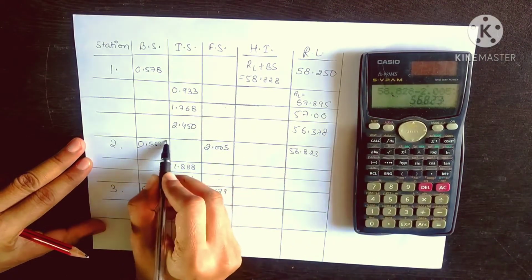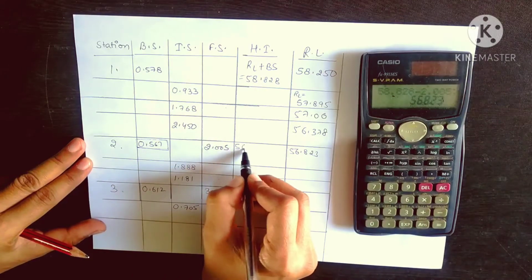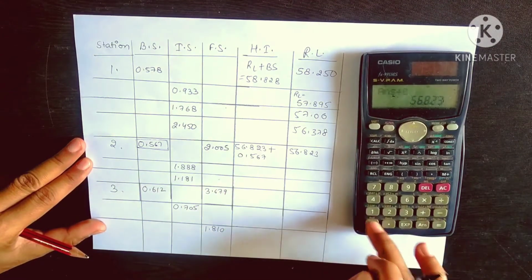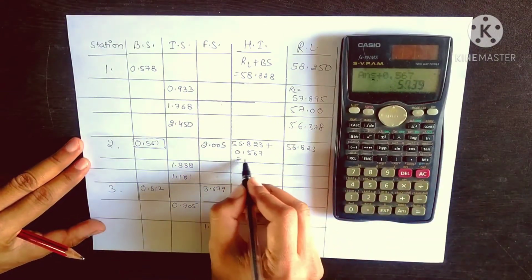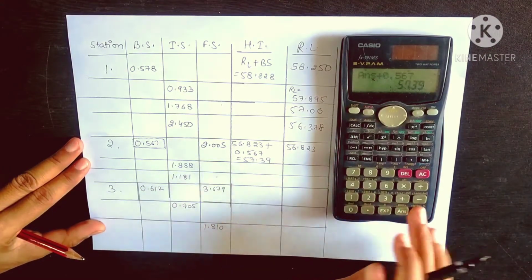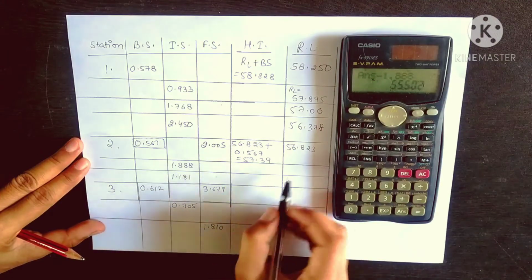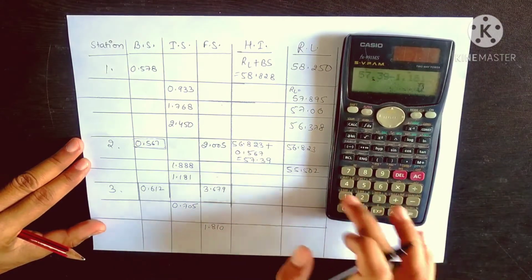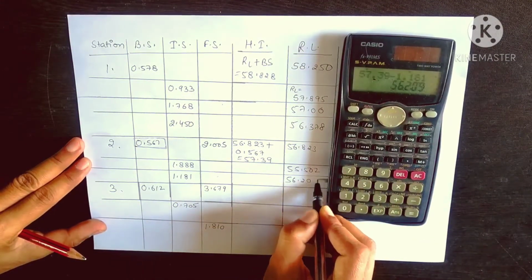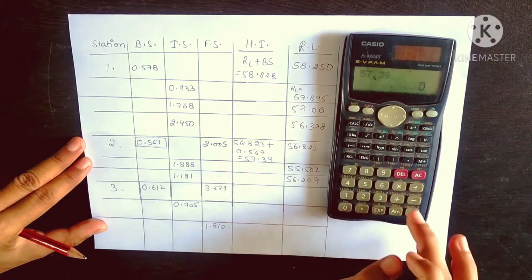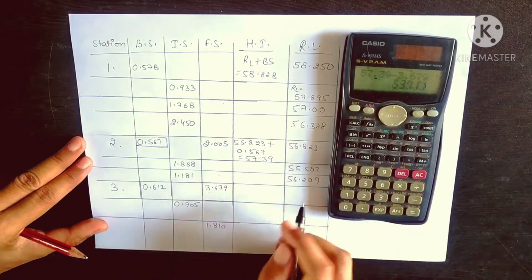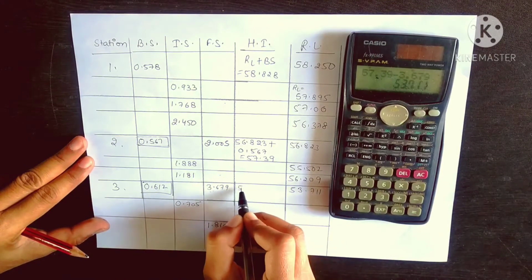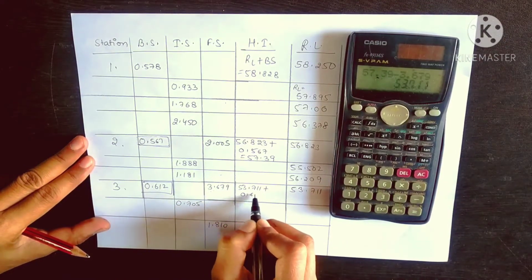56.823. Here the station is changed, so we have to find out the HI, that is 56.823 plus 0.567. 0.567 will give us new HI 56.39. 56.39 minus 1.888 gives us new RL, and 56.39 minus 1.181 will give us 56.209. 57.39 minus this FS value, that is the last reading, 53.711.